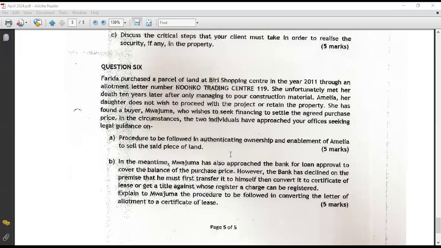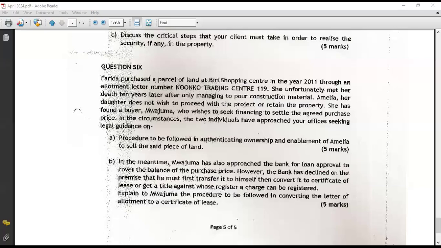Hello? Enter in purple valid title to the. Hello, Mwalimu. We are losing you. So you can hear me, eh? Yes, now. Yeah, I had gone offline, sorry.